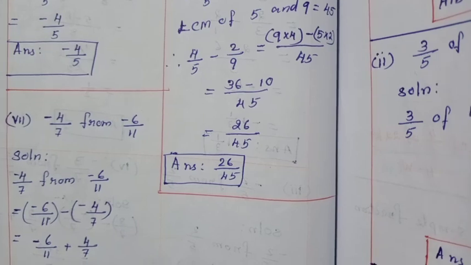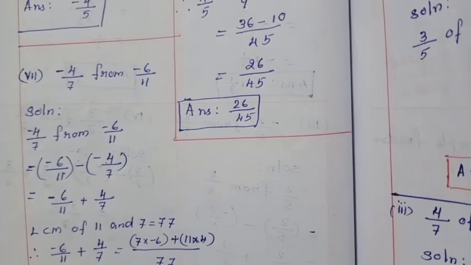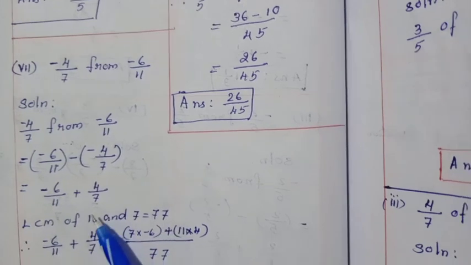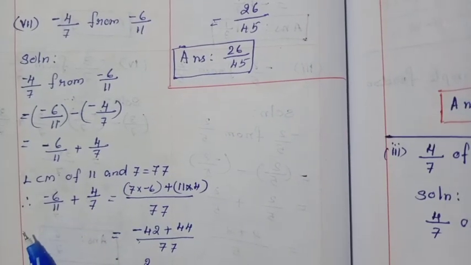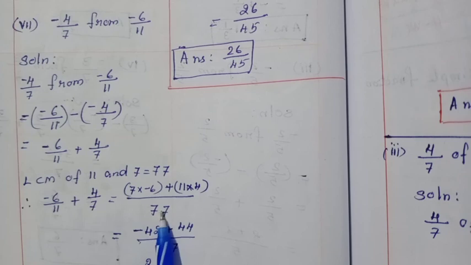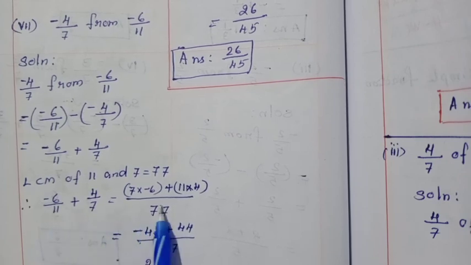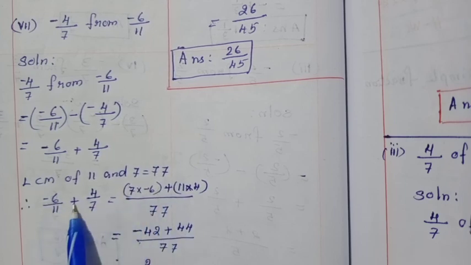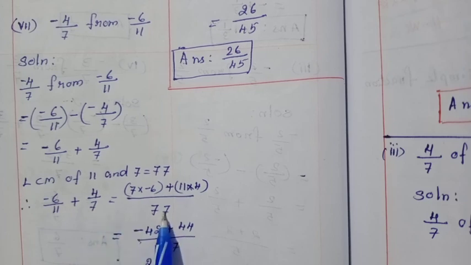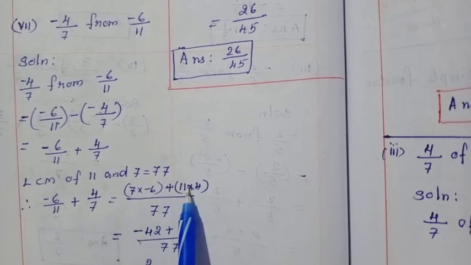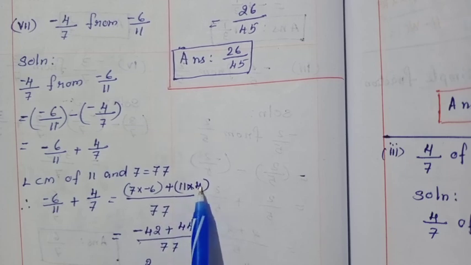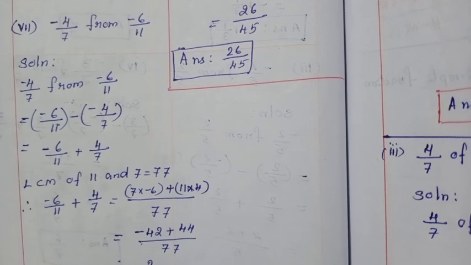Now denominators are not equal, so the LCM of 11 and 7 is 77. Then the same process: minus 6 by 11 plus 4 by 7 is equal to 77 as the denominator. 11 how many times in 77? 7 times, into minus 6. Then 7 how many times in 77? 11 times, into this 4. 7 into minus 6 is minus 42, plus 11 into 4 is 44, all by 77.